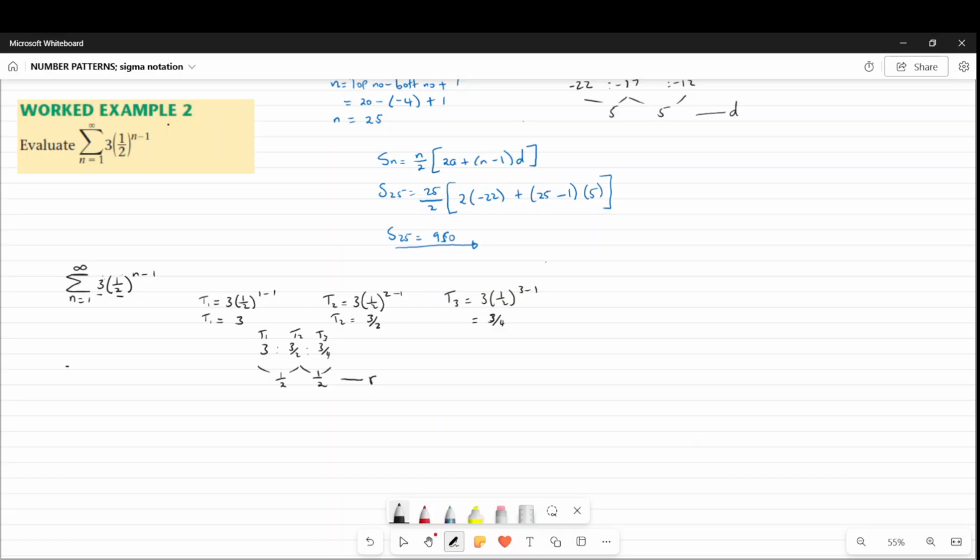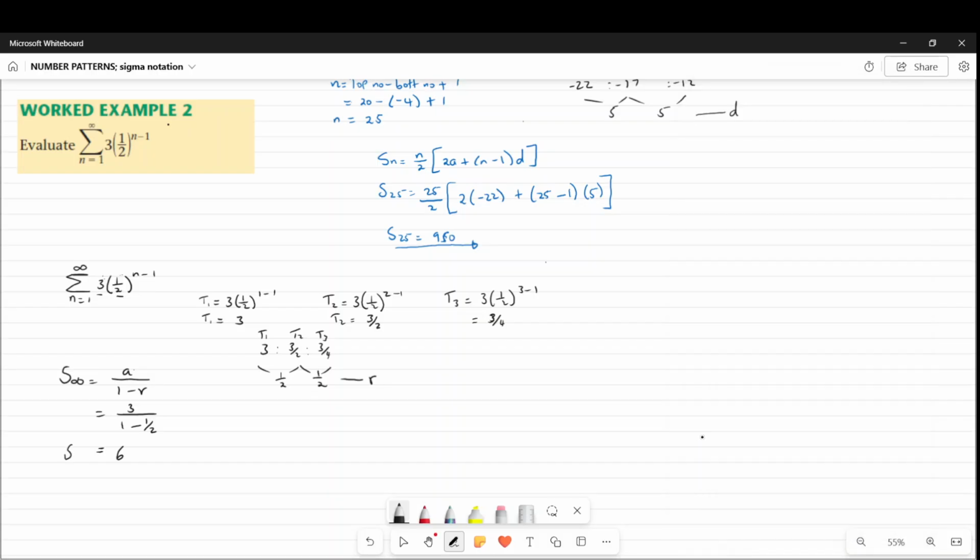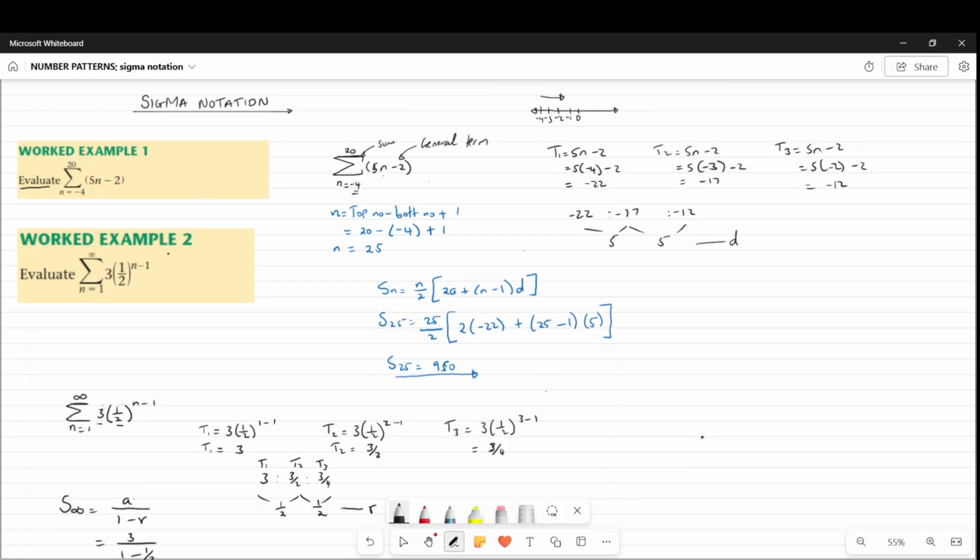So now sum to infinity is equal to a all over 1 minus r. So now a is 3 all over 1 minus r, where r is 1 over 2, which is equal to, now we can take our calculator, right? So we've got 3 all over 1 minus 1 all over 2, and our final answer is 6. So our sum to infinity is equal to 6. And this is how we solve questions based on sigma notation.